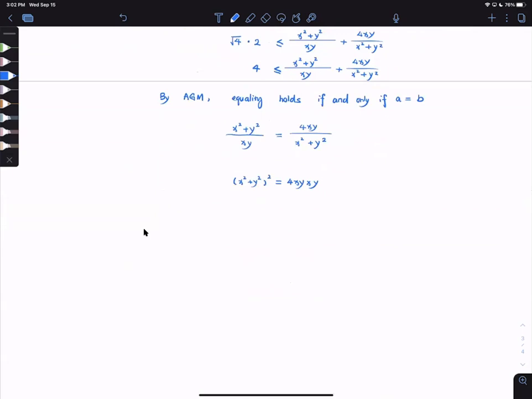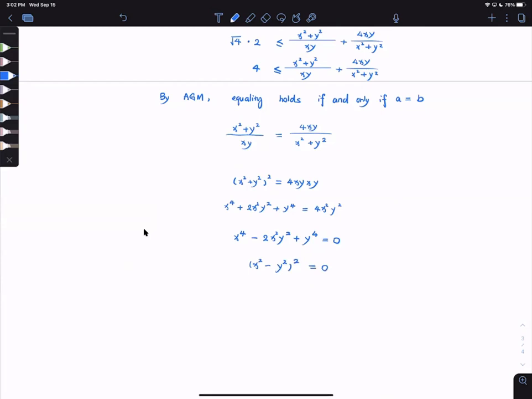Open the brackets, you'll get x to the power 4 plus 2x squared y squared plus y to the power 4 equals 4x squared y squared. And move it back to this side, you'll get x to the power 4 minus 2x squared y squared plus y to the power 4 equals 0. And this is the same as (x squared minus y squared), the whole thing squared, equals 0.